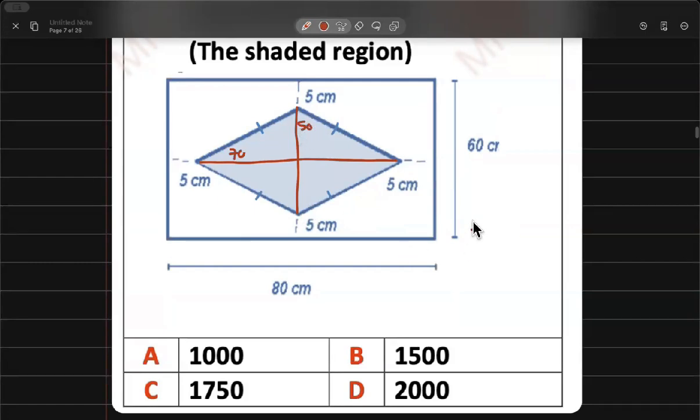Then we will calculate half times d1 times d2, as this is the area of the rhombus, as we mentioned before. So it's half times 70 times 50. So half times 70, which equals 35. 35 times 50 will be 1,750. The answer is.